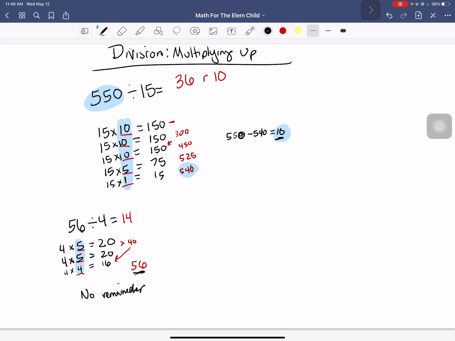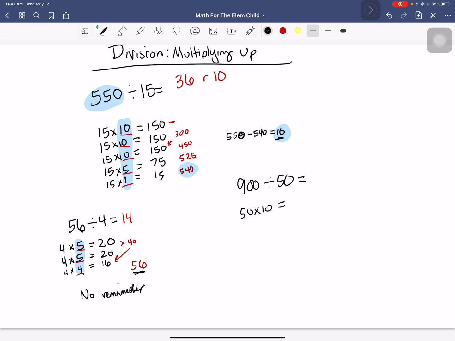Let's try one more problem. Let's do 900 divided by 50. And we're going to put 50 into 900 however many times it takes. So I already know 900 is a big number. I already know that 50 times 10 is 500. So we are more than halfway there. So let's do 50 times 10.